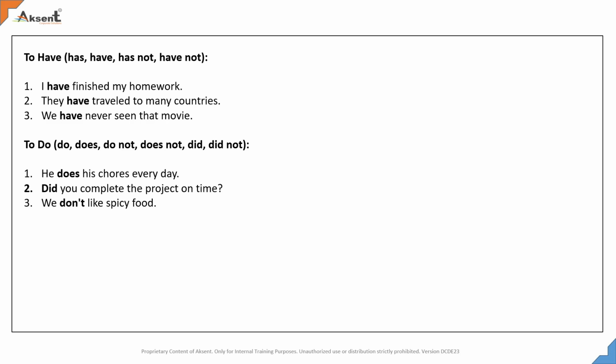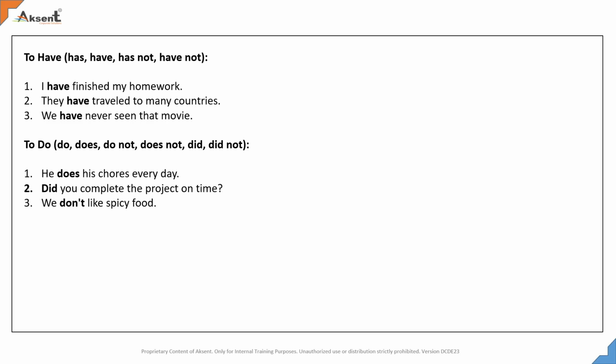And the next form is called the do form. To do. So in the brackets we have do, does, do not, did and did not. So do or does, they are called the present form of the do form of words, and did and did not fall under the past form of the do form of words. So now let's look into some examples.